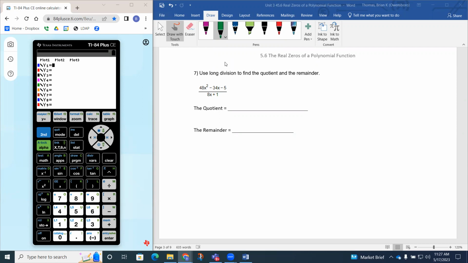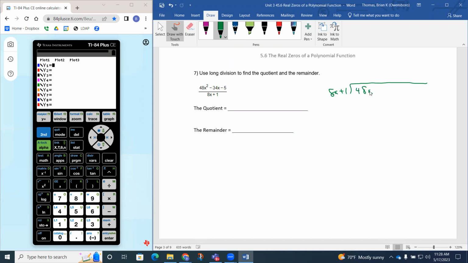So question 7, again, use long division to find the quotient and the remainder. So long division hasn't been done in a while, but we kind of have done this a few times now. So again, the 8x plus 1 is our divisor. It's going to go on the outside, and we're dividing it into the actual, what's called the dividend, if you will.